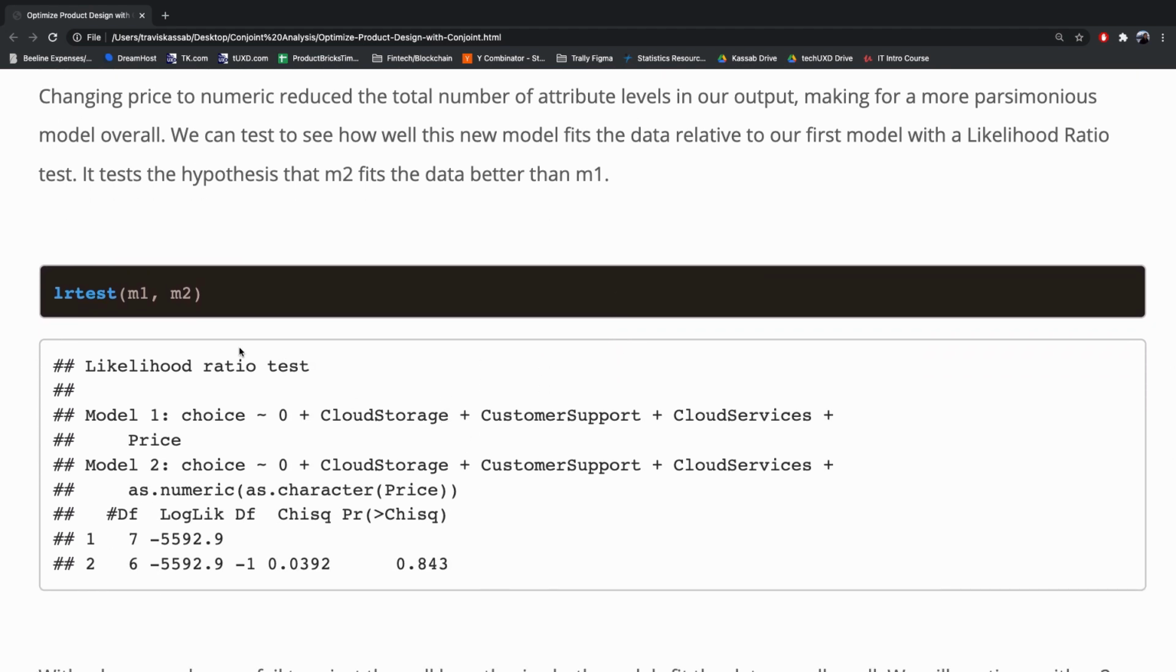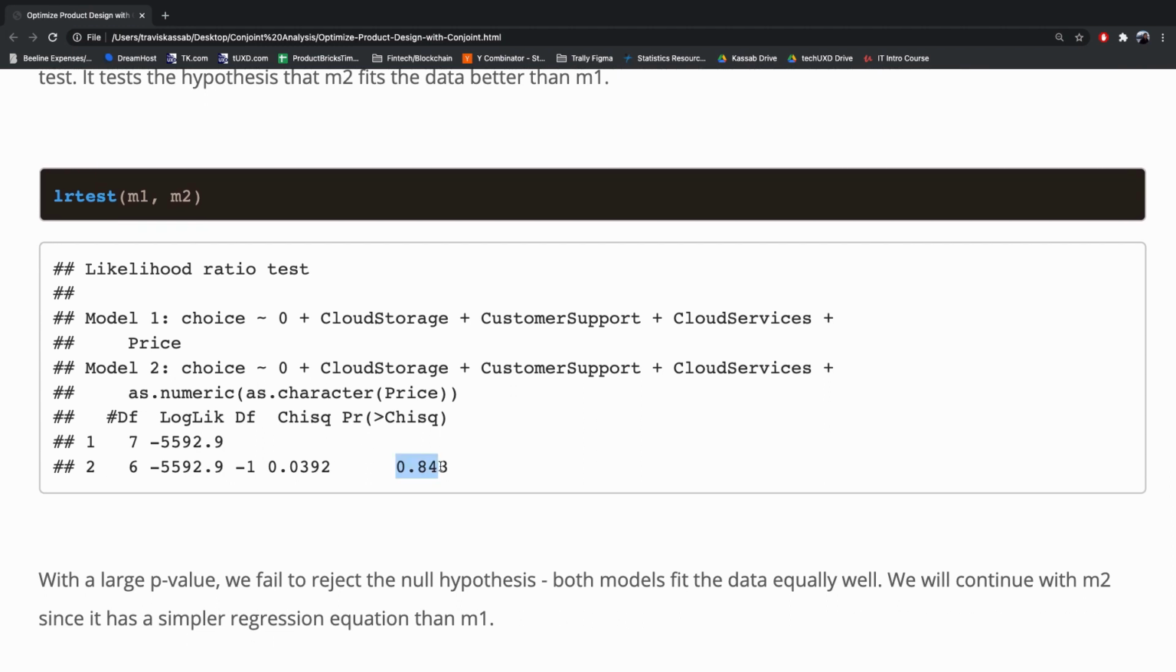And just by the way, really quickly, you can test how well models are fitting the data relative to one another. With the LR test, called a likelihood ratio test, you can see if a nested model, M2, is fitting the data better than M1. Well, it doesn't fit the data better, we see from this test. They're actually fitting the data equally as well. But I'm going to still stick with M2 because it's a more parsimonious, simpler model with fewer variables. So we're going to go with M2, which is just the same as M1, except I converted the price variable to a numeric variable.